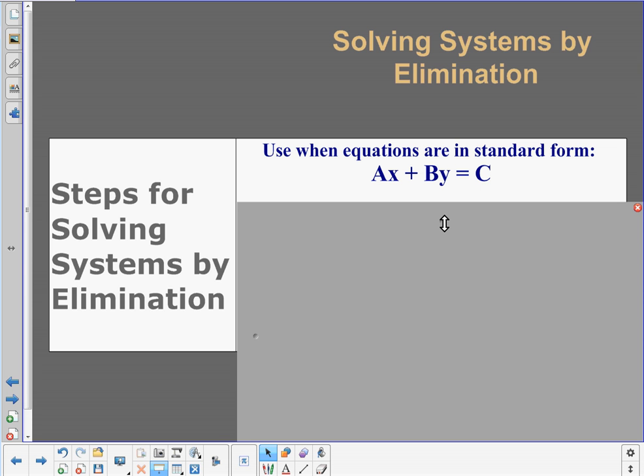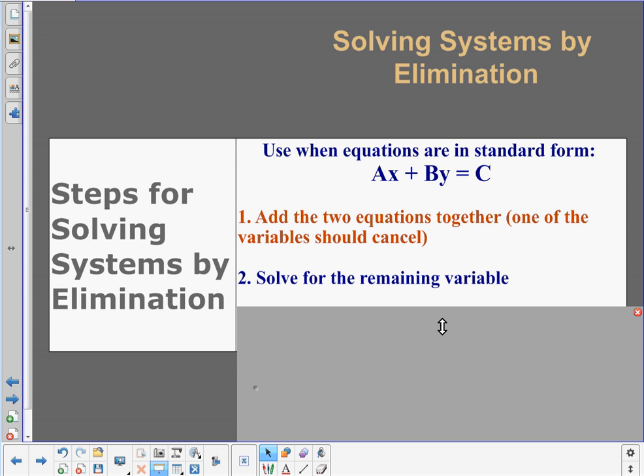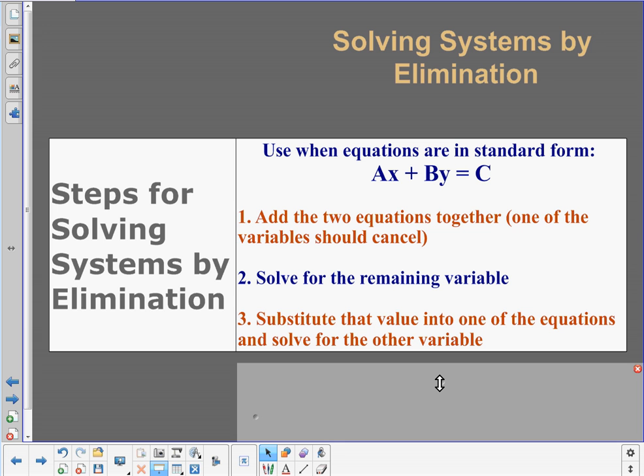Now, if we have a system that's set up like that, here's our steps. We need to take the two equations and add them together. We're going to combine the two equations. One of the variables should cancel out. After that, we're going to solve for the variable that's left. So there will be one variable left, and we have to solve that equation. And then the last step is the same as substitution. We're going to put that back into either one of the equations and solve for the missing variable. Okay, so 3 steps there.